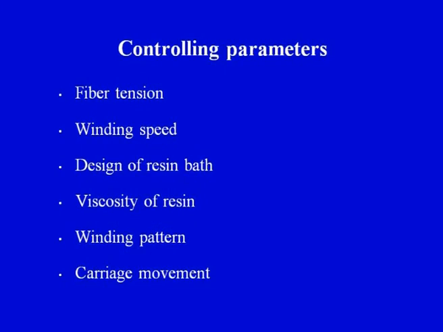So, these are a few important elements of the filament winding setup. Now, what are the controlling parameters? There are a few important controlling parameters in the filament winding process. These are the fiber tension. The fiber should have adequate tension. If they are pulled very quickly or at a very slow pace, it would affect the properties of the final product. And if they are under very high tension, it may result in fracture of the fibers also. So, there has to be an optimal and adequate value of the fiber tension.